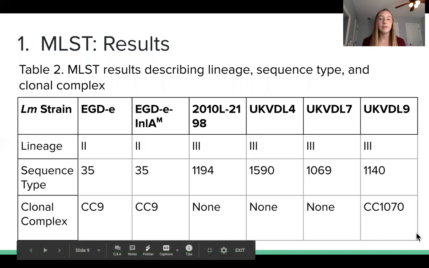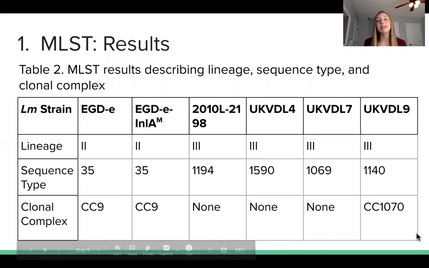The results for my MLST project are shown here in this table. For EGDE and INLAM, they both had the same genetic composition and they were both found to be lineage 2. And surprisingly, all 4 of my other strains were found to be lineage 3. This was extremely shocking considering lineage 3 is thought to be so rare and insignificant, especially when considering the fact that 2 of those strains were neurotropic.